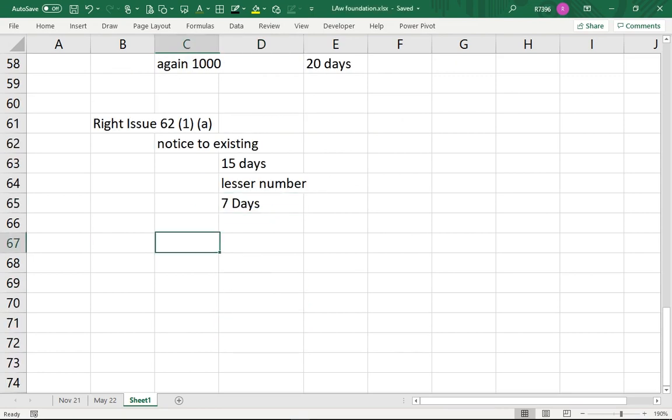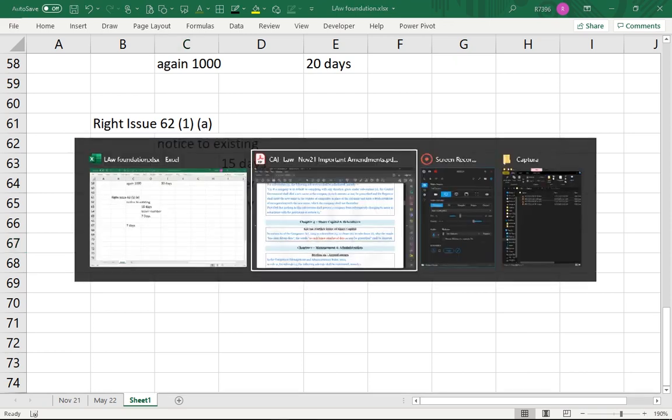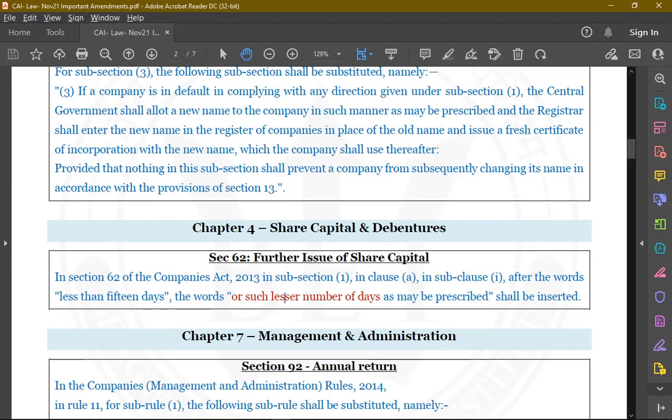What does it mean? So now my dear friends, if the company wants to give the notice, now minimum 15 days is not needed. If the company wants, it can start with 7 days. Earlier it was not less than 15 days, but now you can start with 7 days. That is the new amendment. So 7 days is the minimum number of days, and maximum it was 30 days.